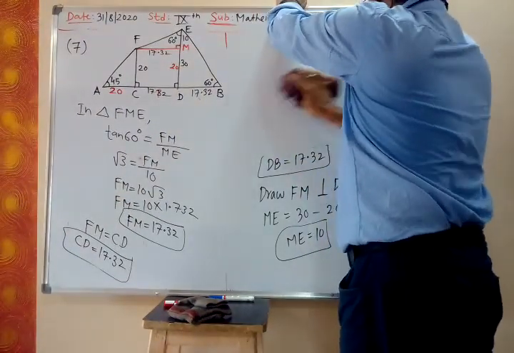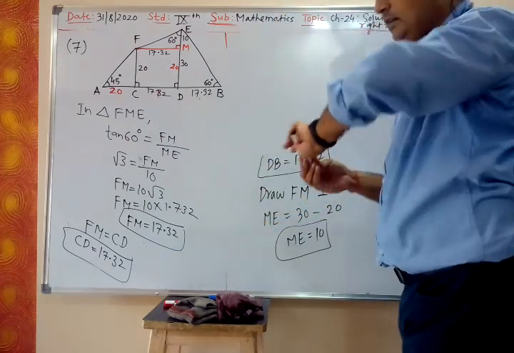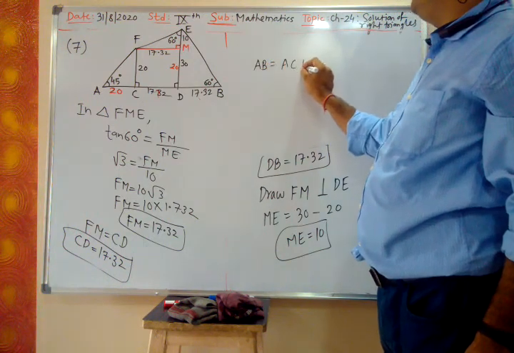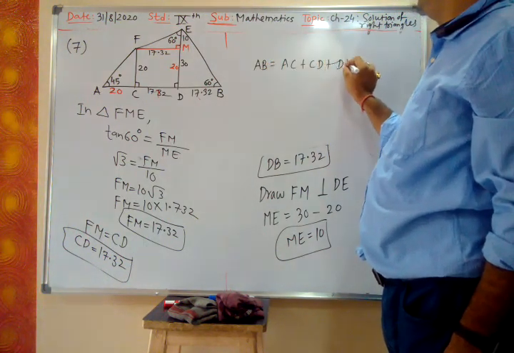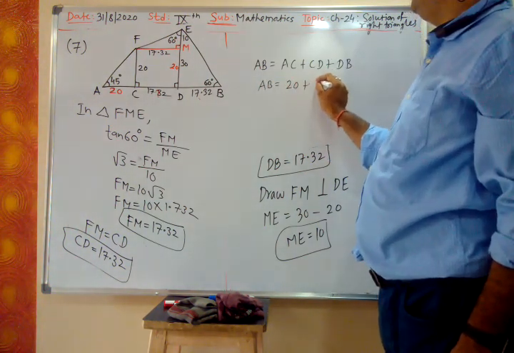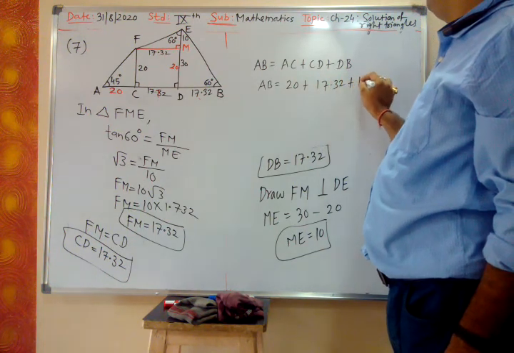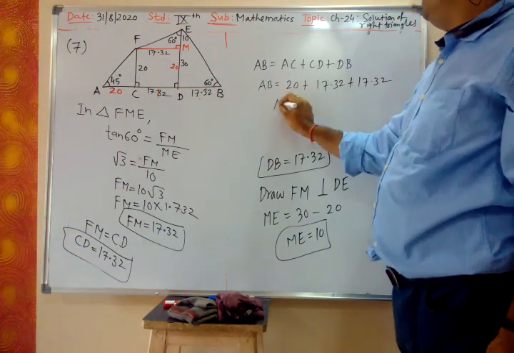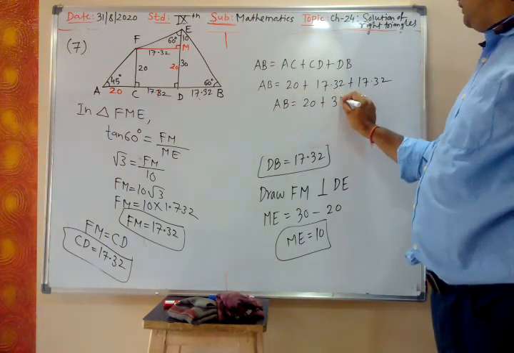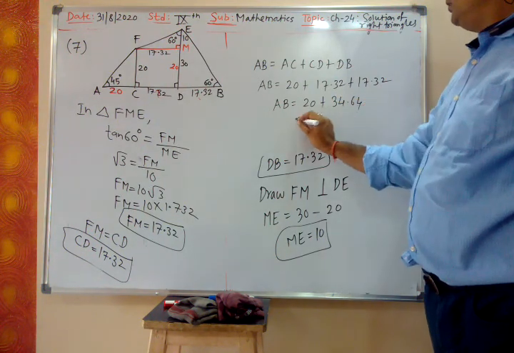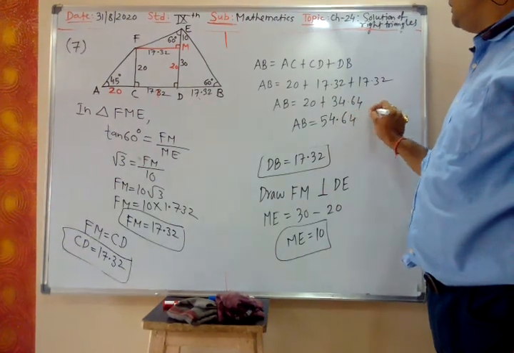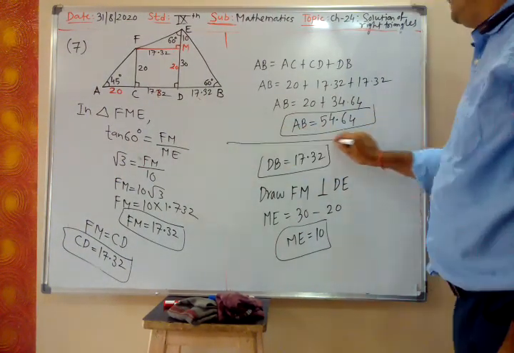So here we see AB is AC plus CD plus DB. AB is AC 20 plus 17.32 plus 17.32. 17.32 plus 17.32 is 34.64. So AB is 54.64. Are you getting? Just check the answer behind, what is given.